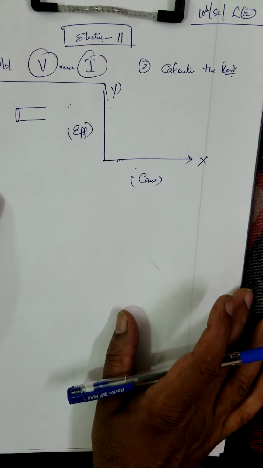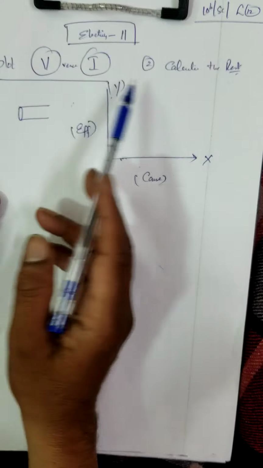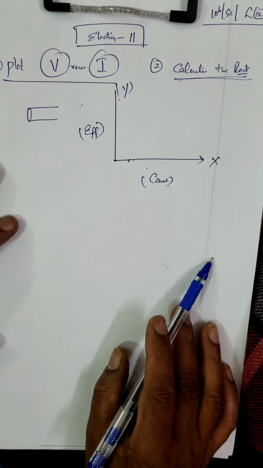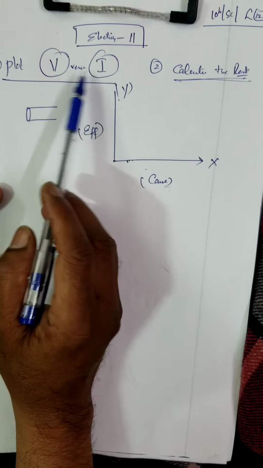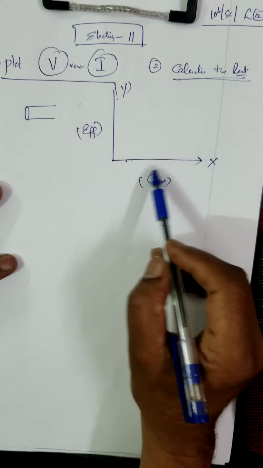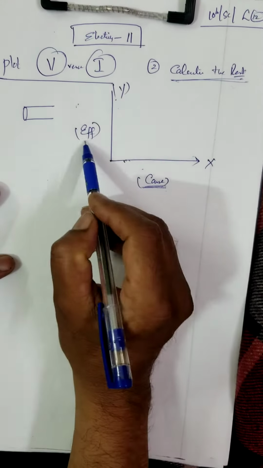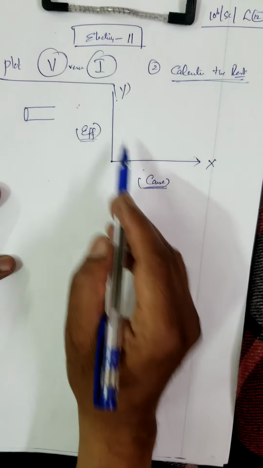See, today we are going to do a problem on calculation of resistance: how to calculate the resistance using the graphical method. The question is given like this: plot voltage against current. Always the cause will be plotted along the x-axis, the effect on the y-axis. What is the cause here, current or voltage?